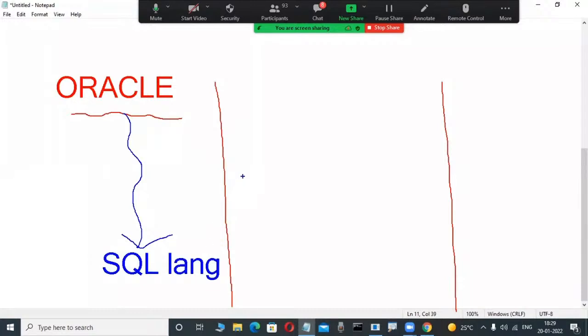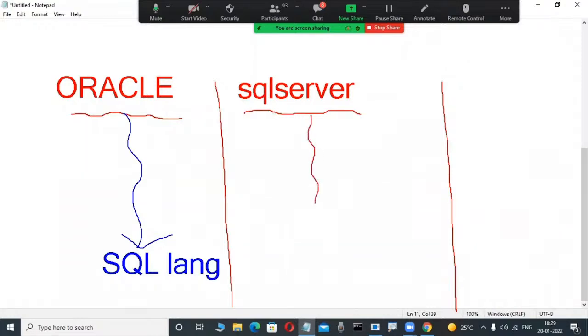Suppose in my company there is another project, also a relational database product, from Microsoft. That is SQL Server. Some employees are working on the SQL Server product. It is also a database product, same as Oracle, and to operate that SQL Server they use one language only. What is that language? SQL is a language.